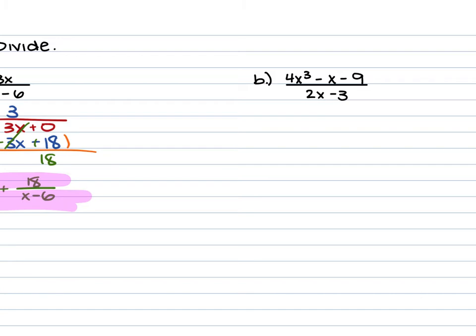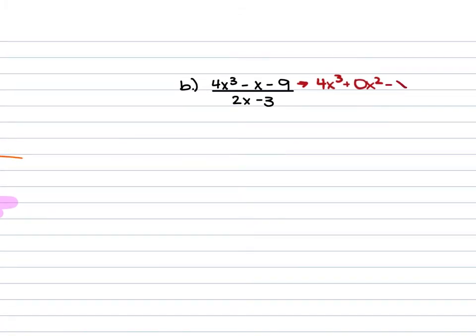For example B, you have to make sure that you have every single power that's represented. The highest power there is the 3. So ask yourself, do I have x squared? You don't, so you have to represent it. The first thing I would do is to rewrite this as 4x cubed, and since you don't have that x squared, you're going to add 0x squared to it. Then you have that minus x and minus 9. From there, in your denominator, you have that 2x minus 3. You're good there. That will go on the outside. And then the 4x cubed plus 0x squared minus x minus 9 goes on the inside.